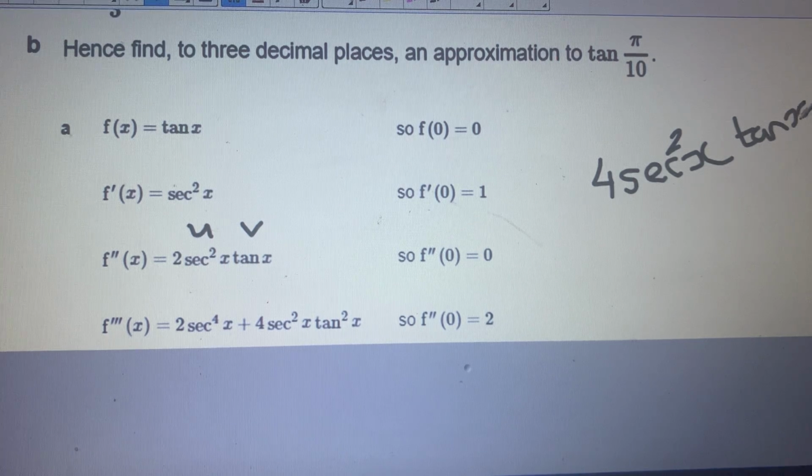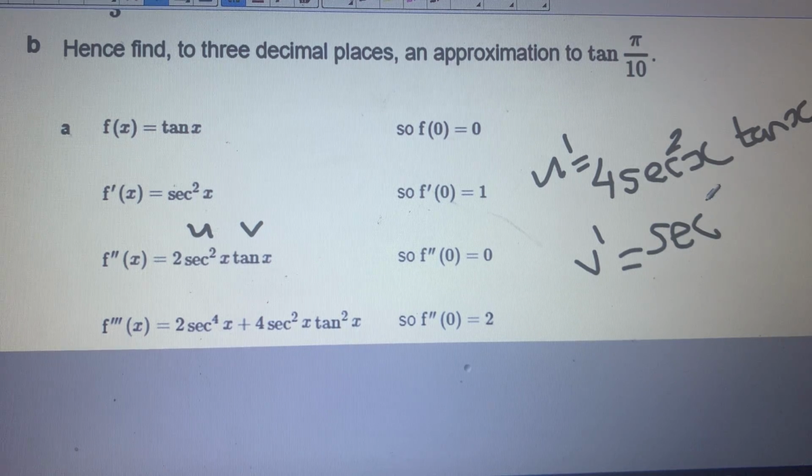So that's u dashed and v dashed. If you differentiate tan x, you're going to get sec squared x. So really, you're going to be wanting to write this kind of stuff out. You know your product rule is, they've gone with u dv/dx.